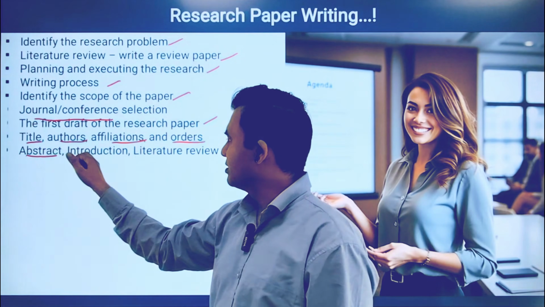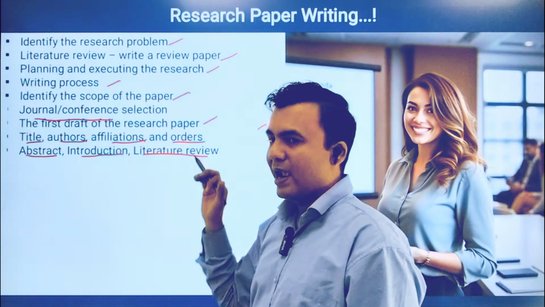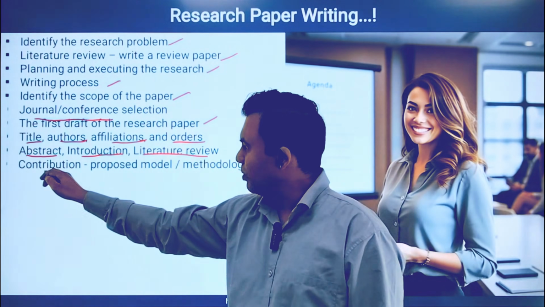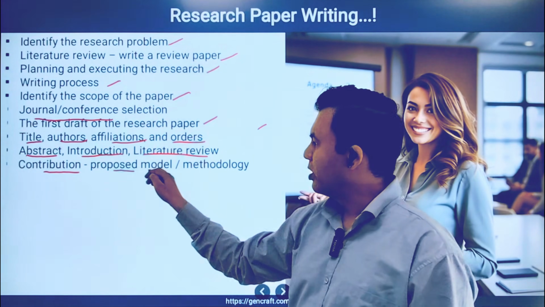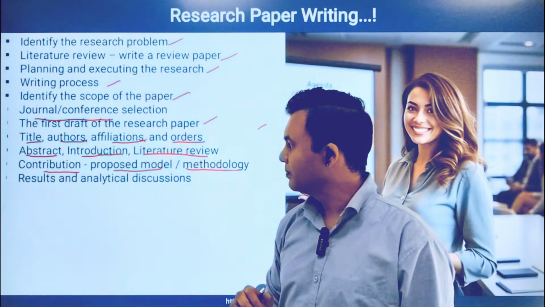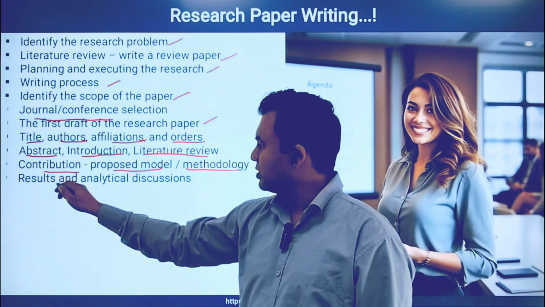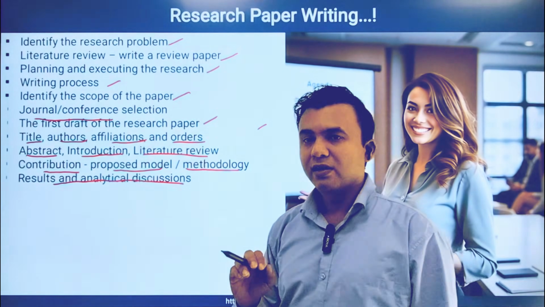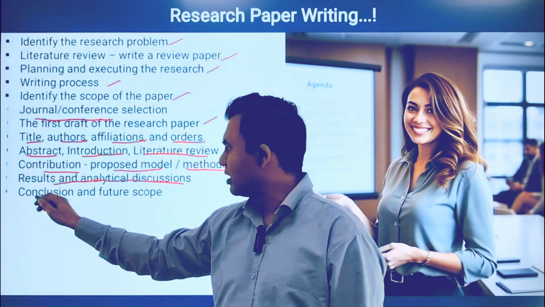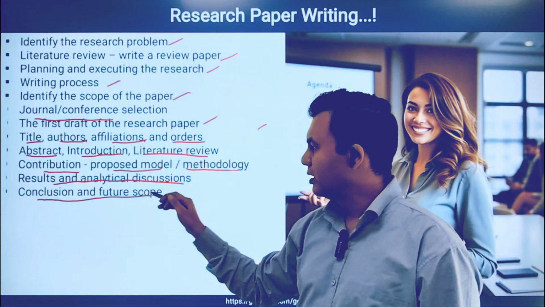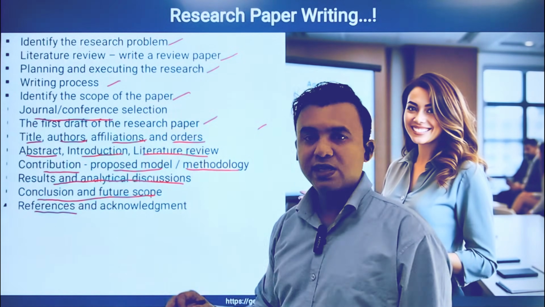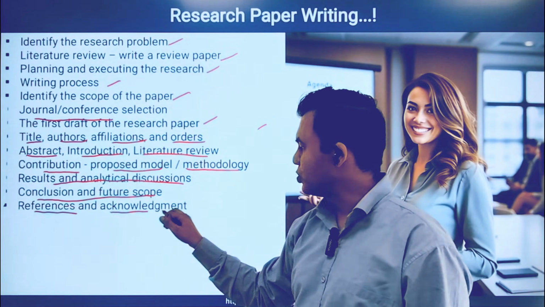Drafting the abstract, introduction, and literature review. How to build the contribution section of the proposed model and how to draft the methodologies of the research paper. Results and analytical discussions, because that would be the crucial part of reporting. Finally, conclude the paper and decide the future scope. At the end, references and acknowledgement, and what should be the content of them.